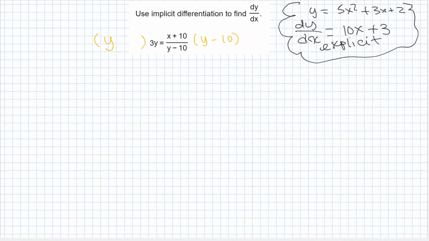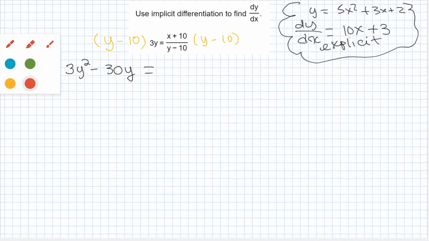So we will multiply both sides by y minus 10. When we do so, on the left-hand side, we will have 3y squared minus 30y, which is equal to, on the right-hand side, y minus 10 divided by y minus 10, which is 1. Or we can say the multiplication will undo the division. So then all we have is x plus 10.